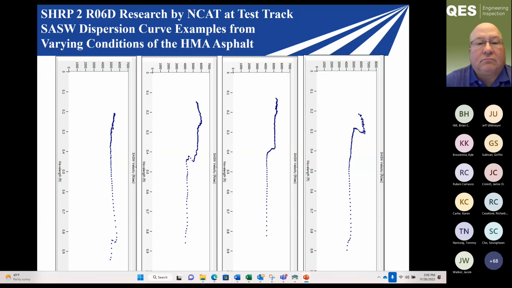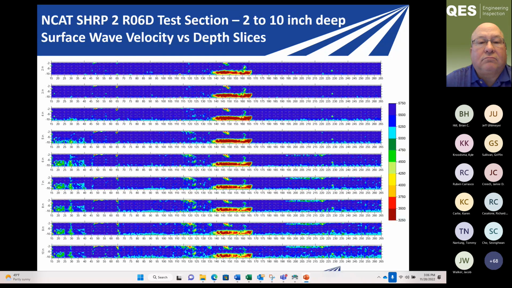We have seen that the magnitude of the drop in velocity is related to the severity of the defect. So this is, again, the end result for the SW test, again, a heat map. Because we have information with depth for the SASW test, we're able to slice that at different depths. And so they're all the same plan view data from the same area, but they're sliced at different depths. So it's 1 inch increments from 2 inches through 10 inches.